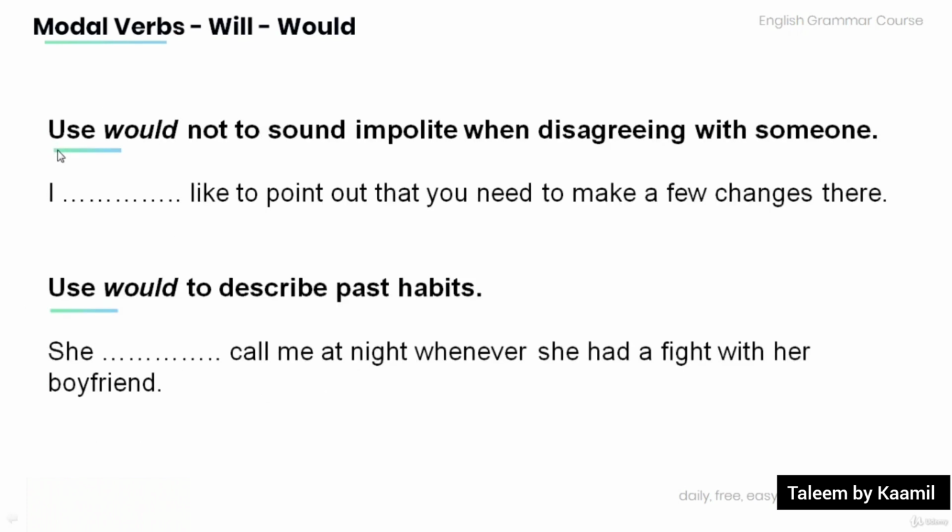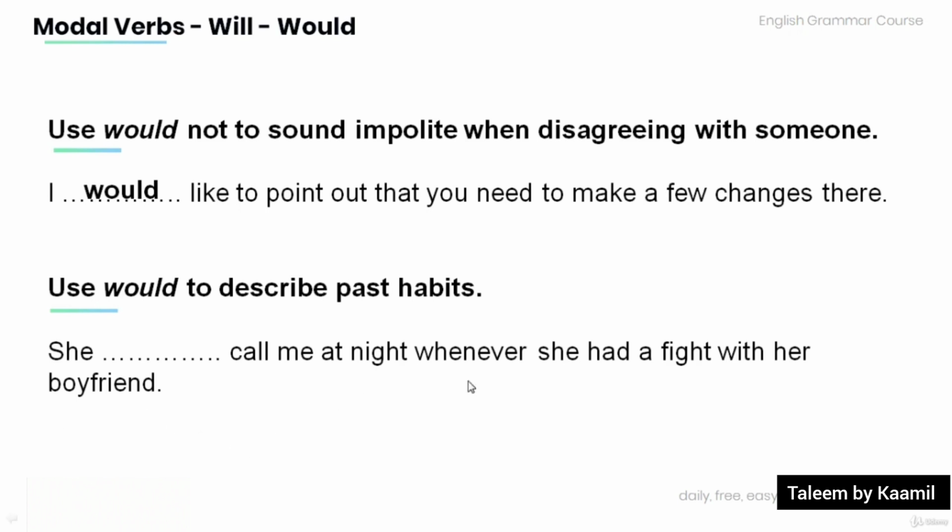Also remember that we use would not to sound impolite when we disagree with someone and when we want to describe past habits. Now read the following sentences and fill in the blanks using the appropriate modal verb. I like to point out that you need to make a few changes there. I would like to point out that you need to make a few changes there.